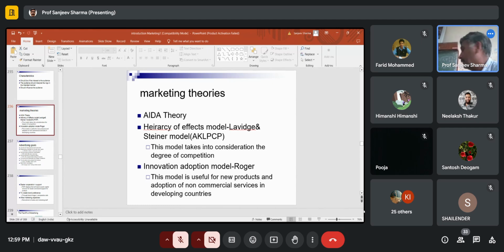Okay. And third, so whenever you want to test the advertisements, you use these 3 formats. Usage in terms of recall, money in terms of extra income because of this advertisement, and media in terms of reach, frequency, right? Am I clear, friends?